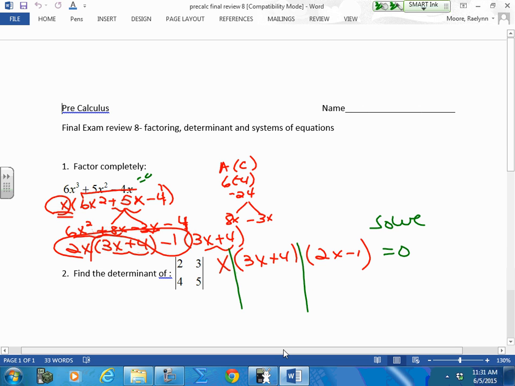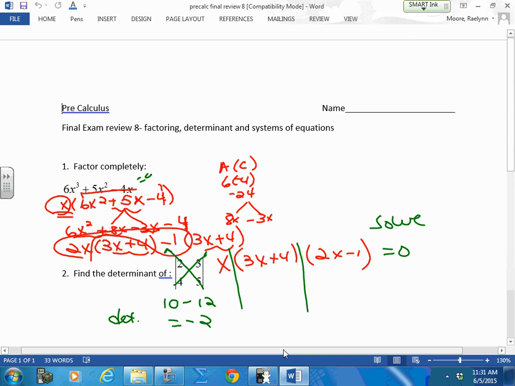Determinant. We said, if it's a 2 by 2, you have to do it algebraically. So you're going to multiply upwards. So 2 times 5 is 10, and 4 times 3 is 12, and the rule is subtract. So you're going to subtract them. This is your determinant.